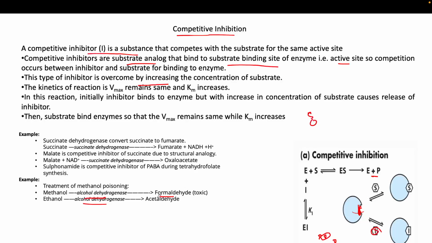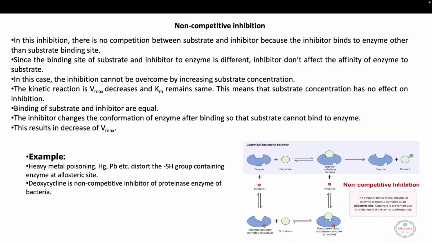Okay, so this is the competitive inhibition, where the substrate and inhibitor are competing for the same site of the enzyme. Once the substrate concentration is higher, the probability of binding to the enzyme is higher for the substrate in comparison to the inhibitor. So this type of inhibition can be overcome by increasing the concentration of the substrate. Okay, so this is the competitive inhibition.